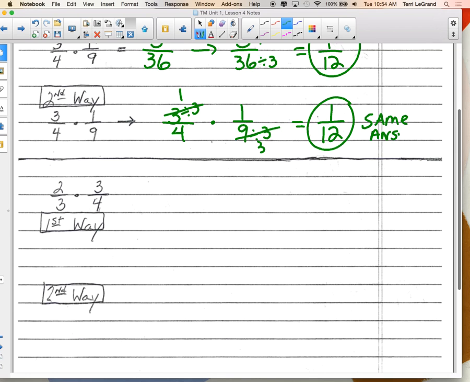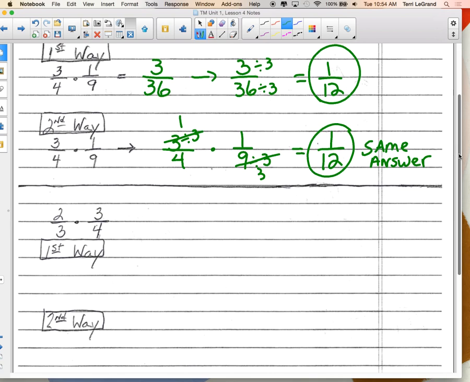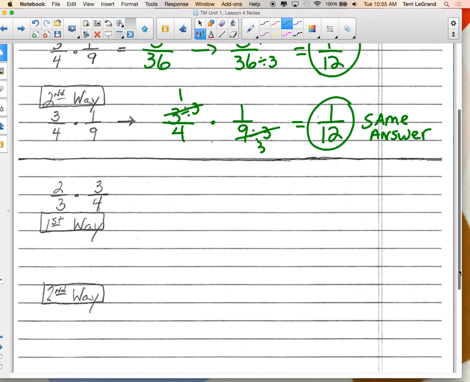Has anyone changed their mind to go to the other way now? Those of you who like the first way, are you starting to think, well, maybe I like the second way better now? I didn't get such big numbers. Not ready to change. Questions?